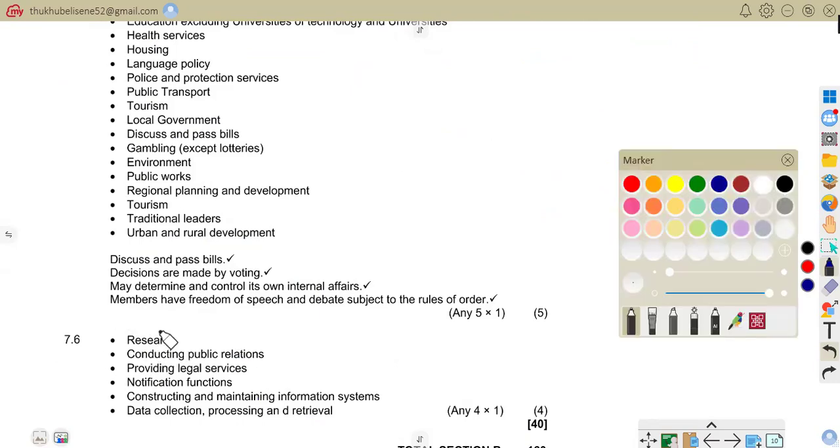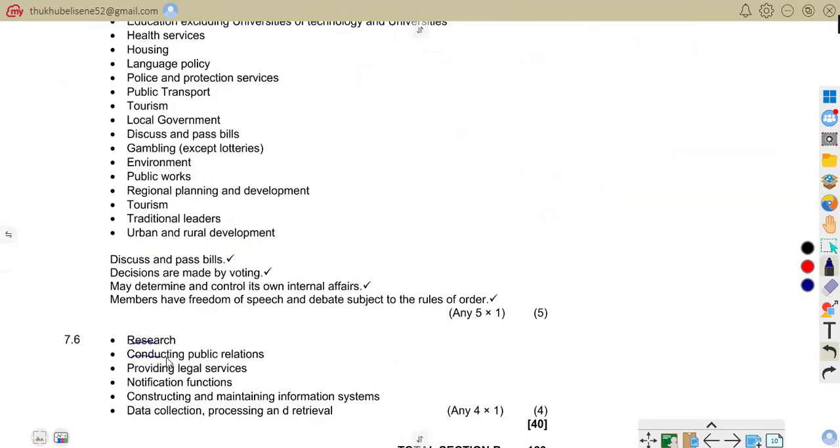So the types of auxiliary services are research, conducting public relations, providing legal services, notification of functions, constructing and maintaining information systems, data collection and processing, and retrieval. So this is the end of the presentation.